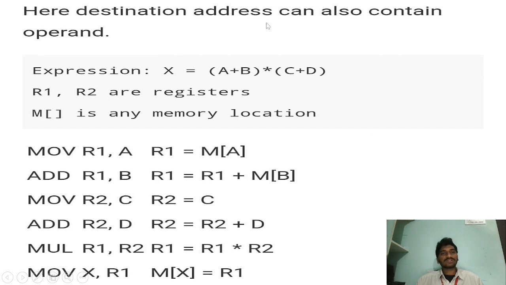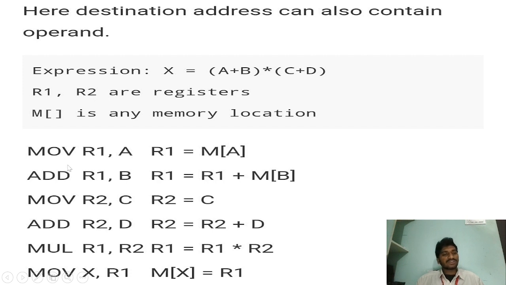Next, the destination address can also contain an operand. We have taken the same example as before, used for the one address instruction and two address instruction. Here the expression could be x equals (a plus b) times (c plus d), and we get the destination address and source address from the R1 and R2 registers, and M in square brackets is any memory location. So the expression can be divided into a number of steps as mentioned here.